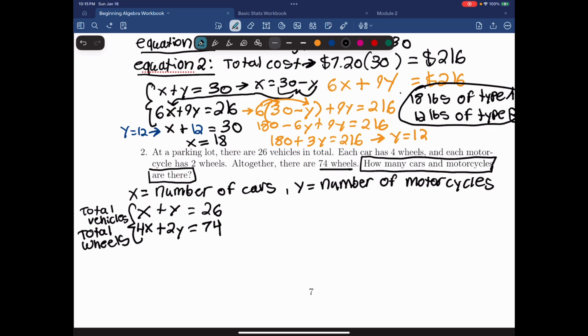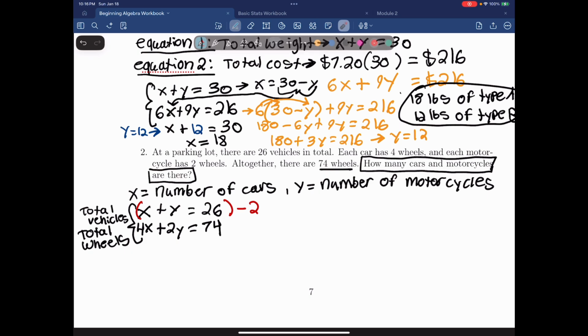And now that we set up our system, all we have to do is solve it. So, looking at this system of equations, since I did substitution for the first equation, I'm going to do elimination for the second example, just to get practice with both methods of solving systems. So, looking at our top equation, I'm going to multiply our top equation by -2.